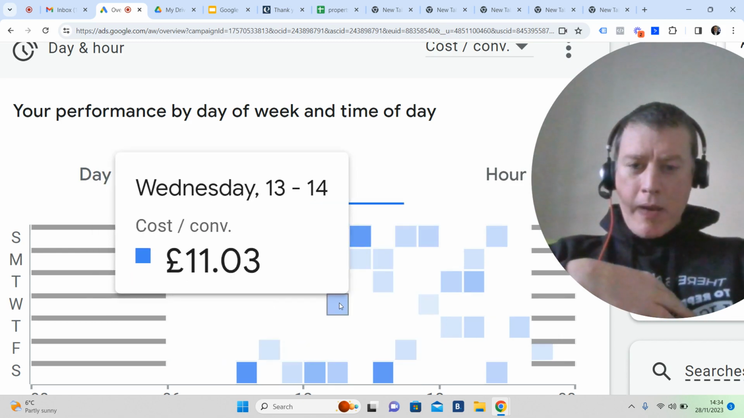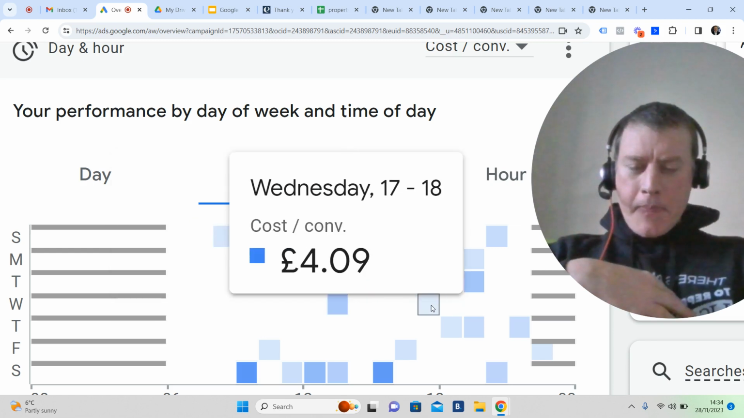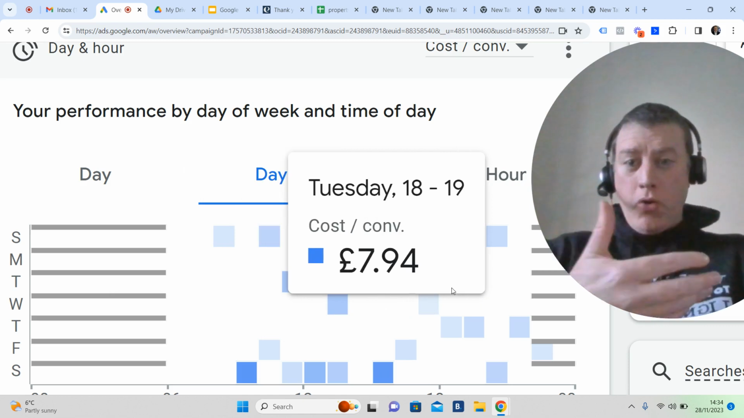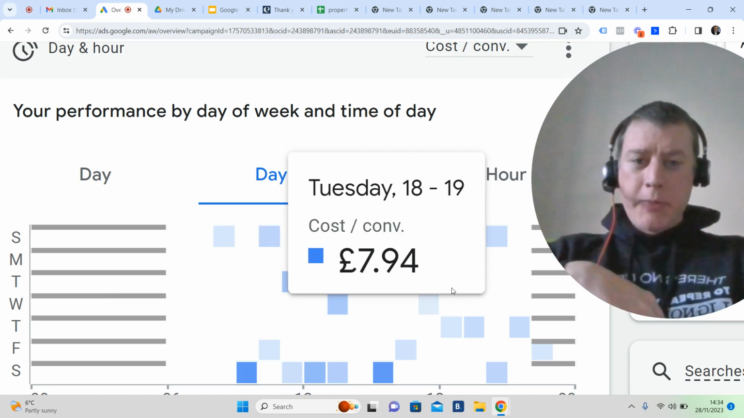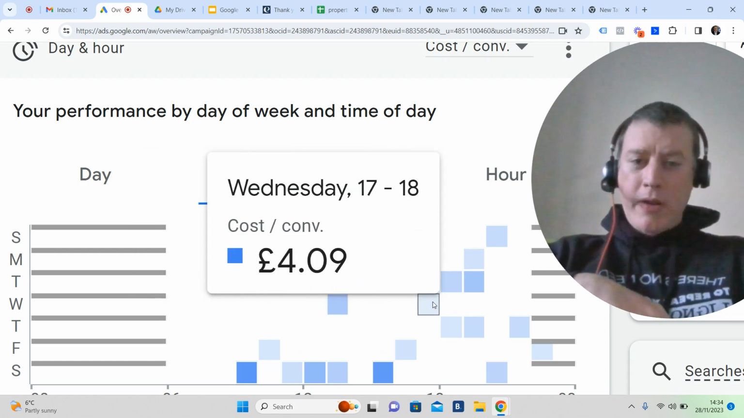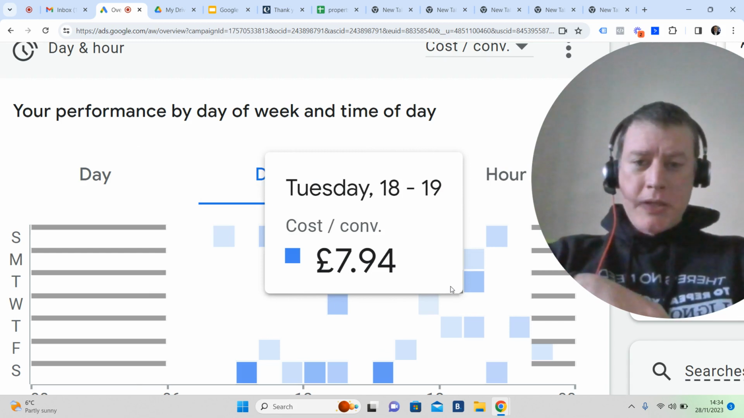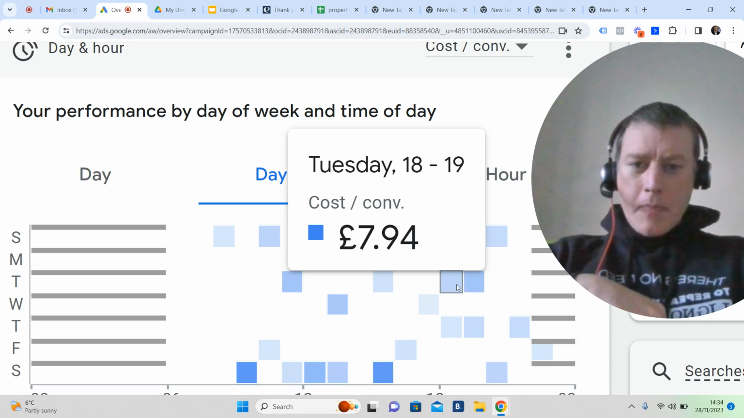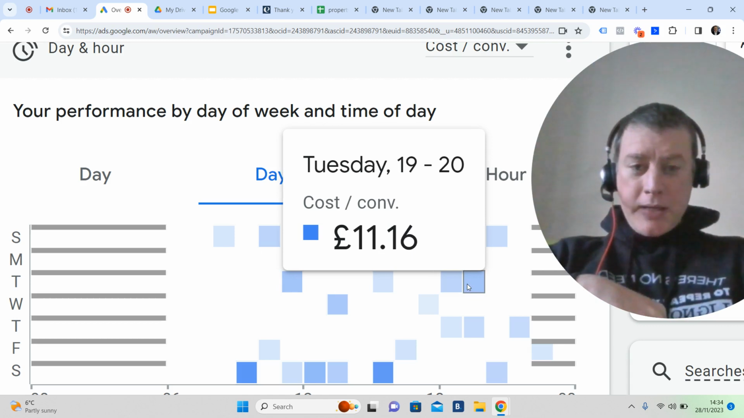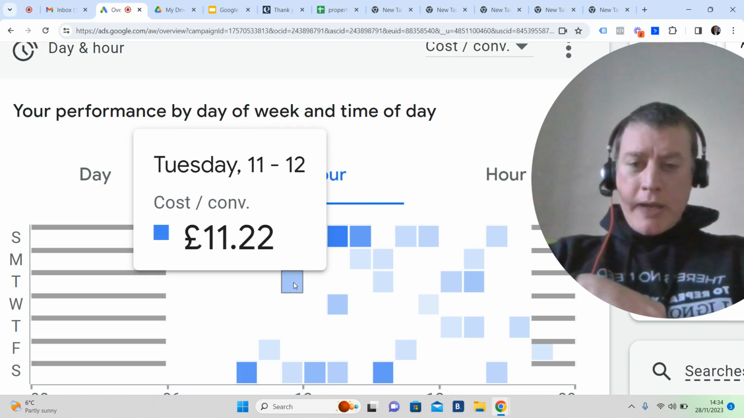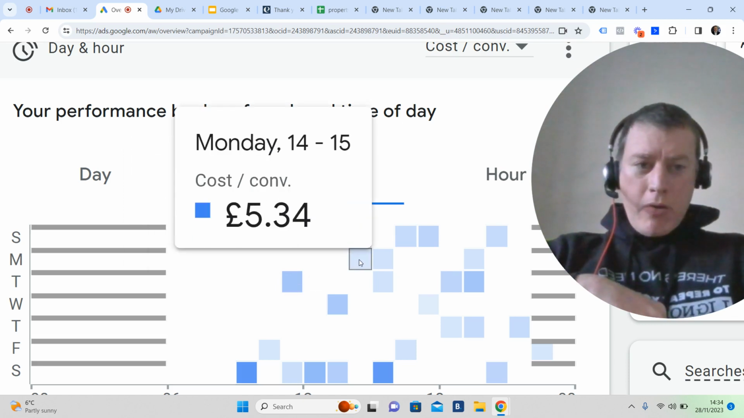£5, £5, £11 on Wednesday, £4 there. So hopefully this demonstrates to you that because it is an auction, you have got competition in the market space, but it's very fluid. So £11 there, and then the lead after came in at £4.09 on Tuesday between 6 and 9. Peak time, obviously people are watching whatever they're watching on TV. Obviously there's a lot of competition going on there. So £7.94, £11.16. But earlier in the day, £11.22. So Tuesday looks like a really competitive time.